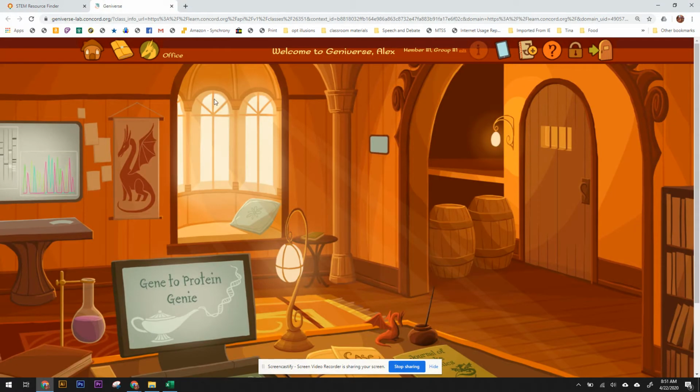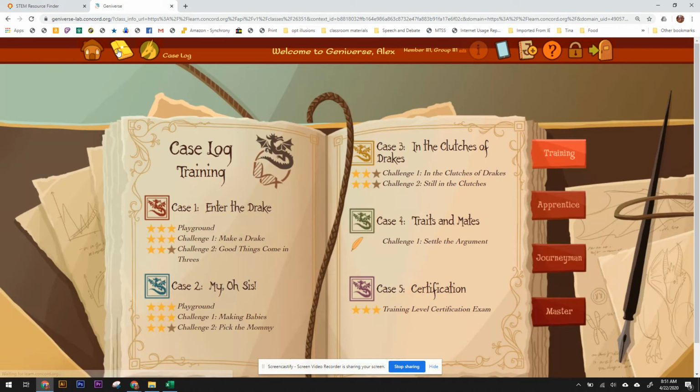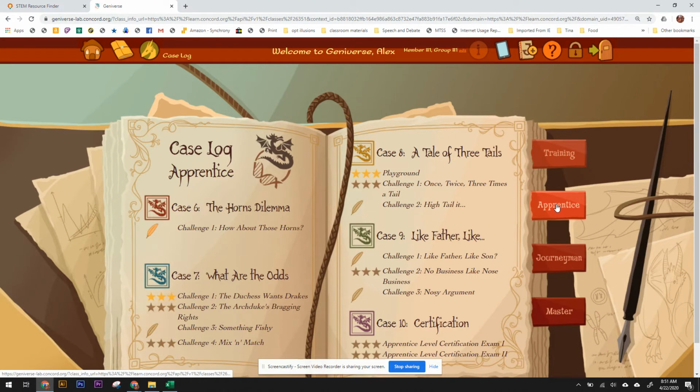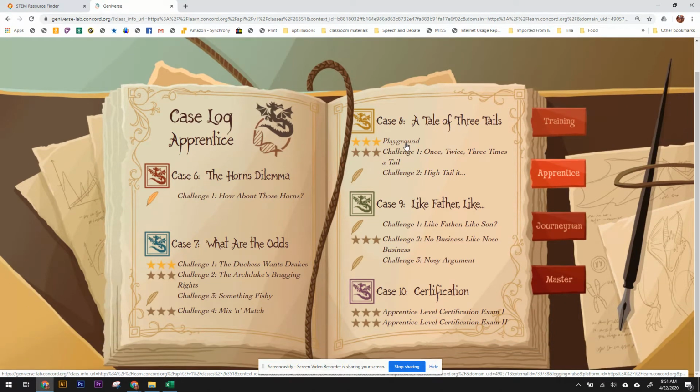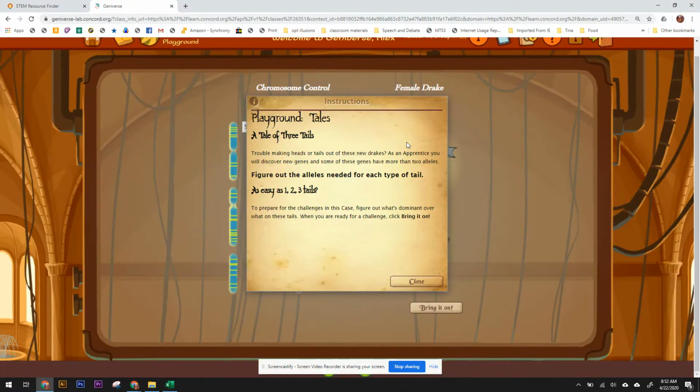Now we're going to want to go to our case log today. We are working in the apprentice level, and we should have through Case 7 completed, and we should be ready for Case 8. So let's jump into the playground here.